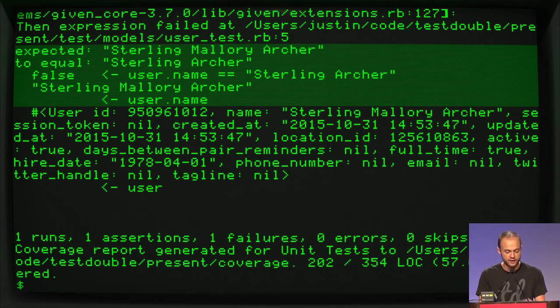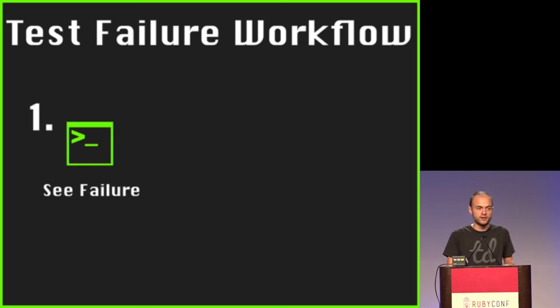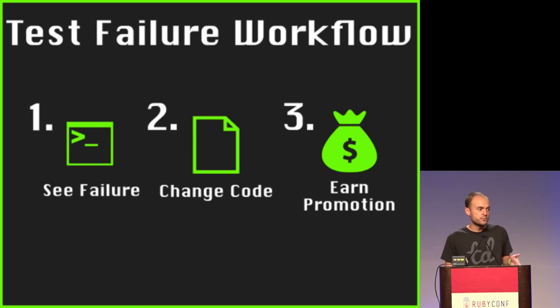So the thing on the left there is user.name evaluated: Sterling Mallory Archer, yes. But then it knew it could just call user. And, oh look, user is an ActiveRecord object. And it prints that whole ActiveRecord object there for me. So now, most of the time when I see a failure in RSpec Given, I'm like, okay, cool. So my workflow is see the failure, realize what I did wrong, change the code, and then earn a big juicy promotion because I'm so much faster than that other guy who's writing bad assertion library stuff.